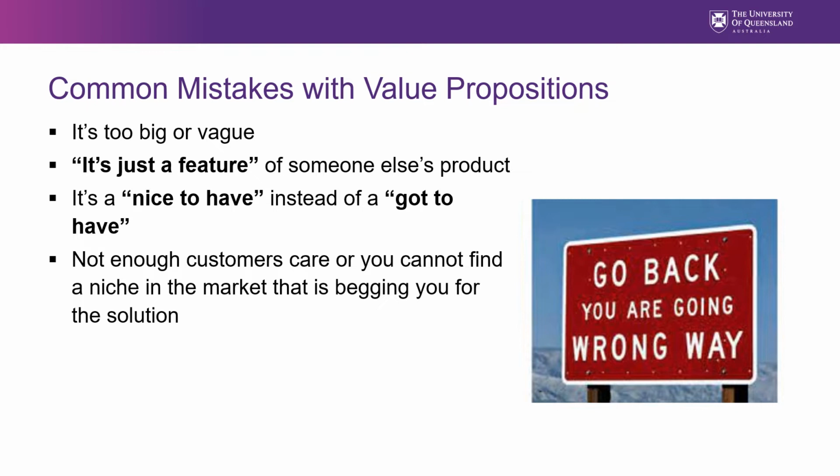Some common mistakes that people make with value propositions are it's too big or it's vague. It might be seen as just a feature of someone else's product. It could also be just nice to have instead of really, we've got to have this. Not enough customers care, or you can't find a niche in the market that is begging for the solution. If any of these things occur, you need to actually think about doing a pivot.